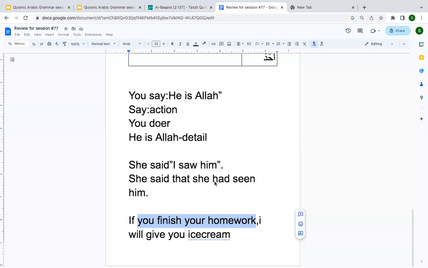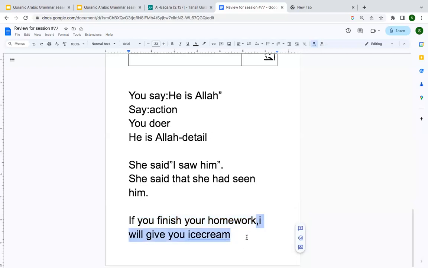If you finish your homework, I'm setting a condition right here. I'm not asking, I'm not demanding, I'm just giving a condition: if you do so, I will do this. The ball is in the court of the child. Sometimes giving freedom helps, when they know that they are given the choice, that helps them do something as well. So right now it's not amr, it is just a conditional sentence.